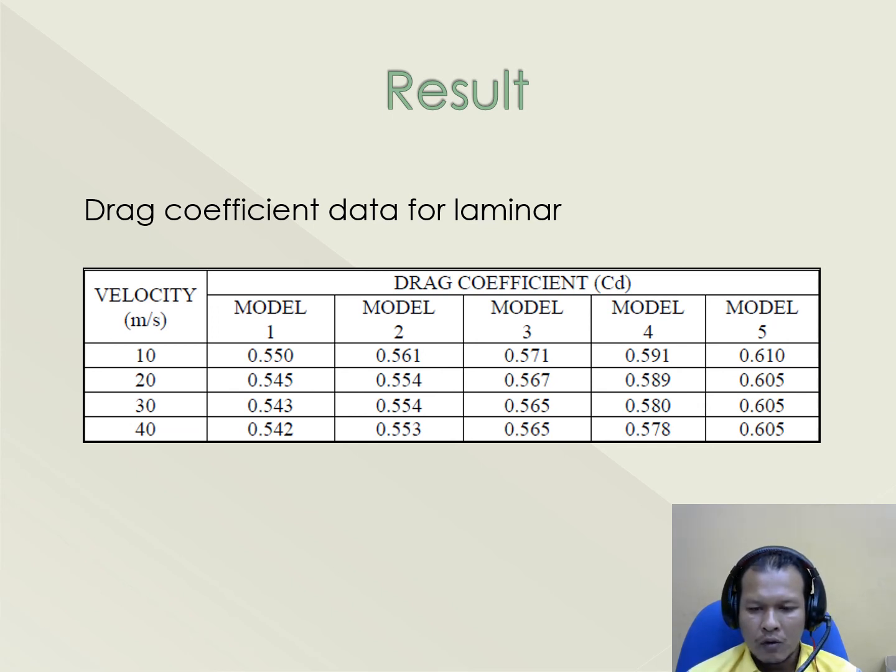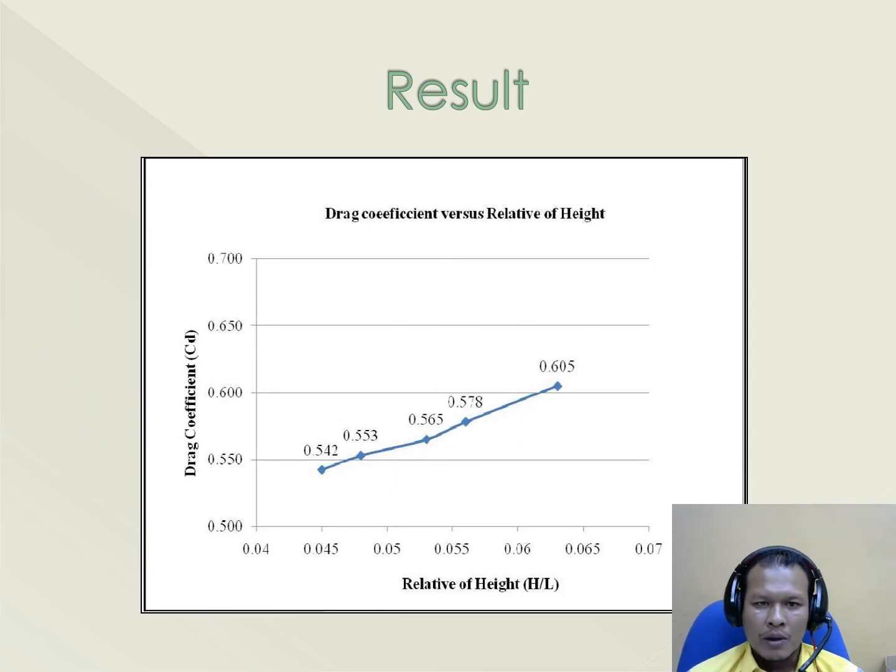With this data, I converted it into a graph. I show the graph. Based on the result, we generate a graph from the data: CD versus relative height in Fluent, H over L. The graph shows that the drag coefficient taken from the laminar simulation analysis is increasing when the ground clearance increases. When the ground clearance increases, we showed that CD also increases.